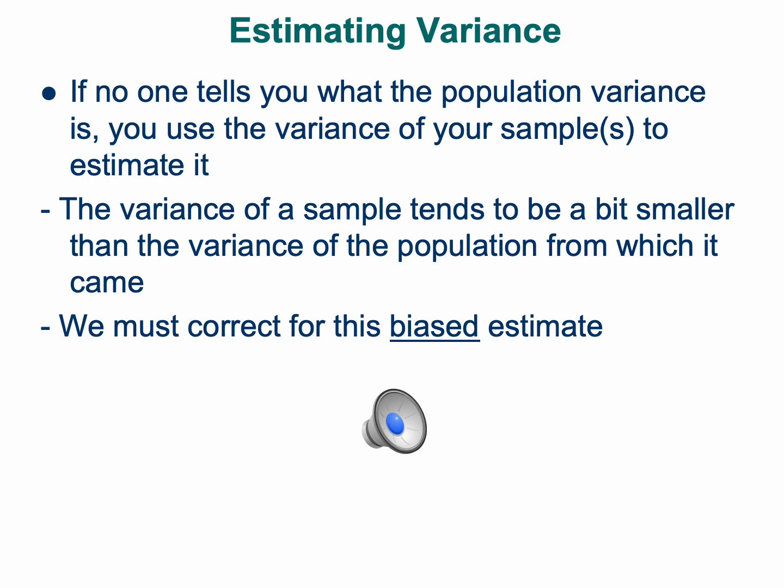We don't know what the population mean is, and we don't know what the population variance is. Well, here's a point about variance. First of all, you have to estimate it from your sample or samples. And the variance of a sample, so the standard deviation, for example, of a sample, tends to be a bit smaller than the variance of a population from which it came. So when we do sampling, we tend to pick samples that have smaller variability in them than the population does as a whole. And so one of the things that we have to do is correct for this bias in our estimate. And we do that mathematically, and I'll explain that in another slide.